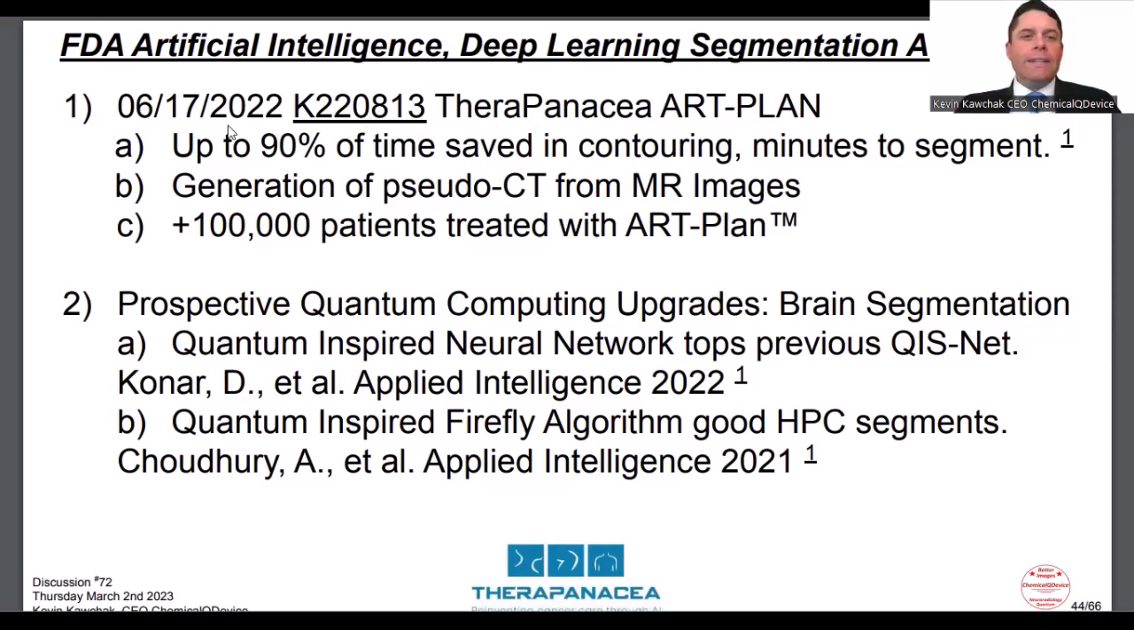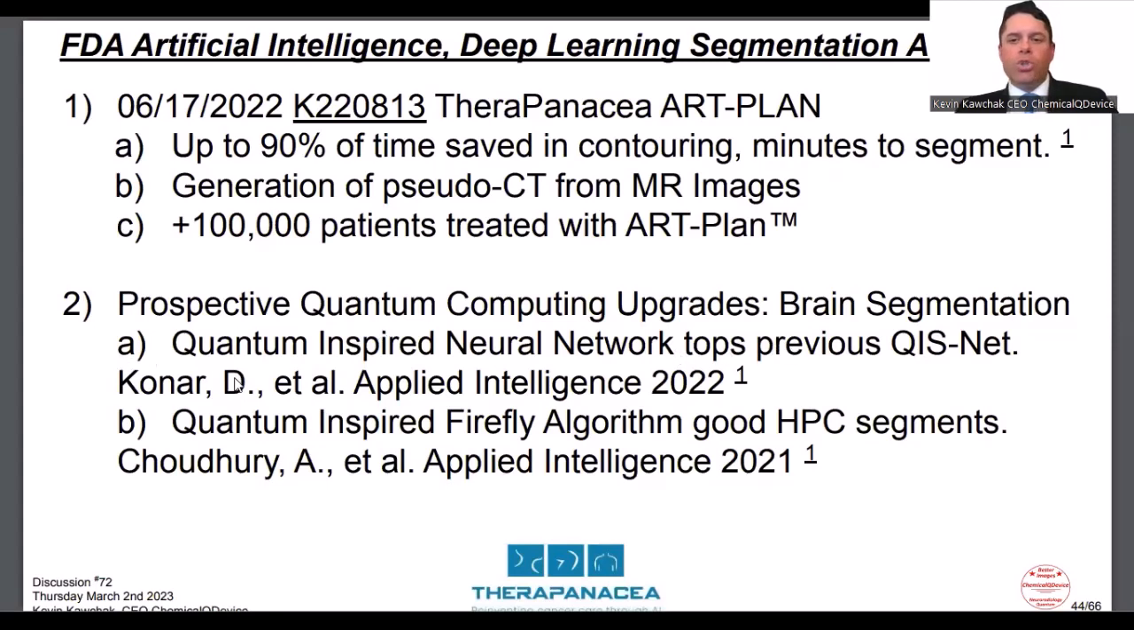So for therapy, they said up to 90% of time saved in contouring. Now, contouring is a synonym for segmenting, so you're dealing with images. It also benefits generation of pseudo CT from MR images, with 100K patients treated on this. Now, there are actually a couple of papers out there with brain segmentation and quantum inspired, meaning it's hybrid. Basically these hybrid approaches use some aspect of quantum, but they're already on multiple.